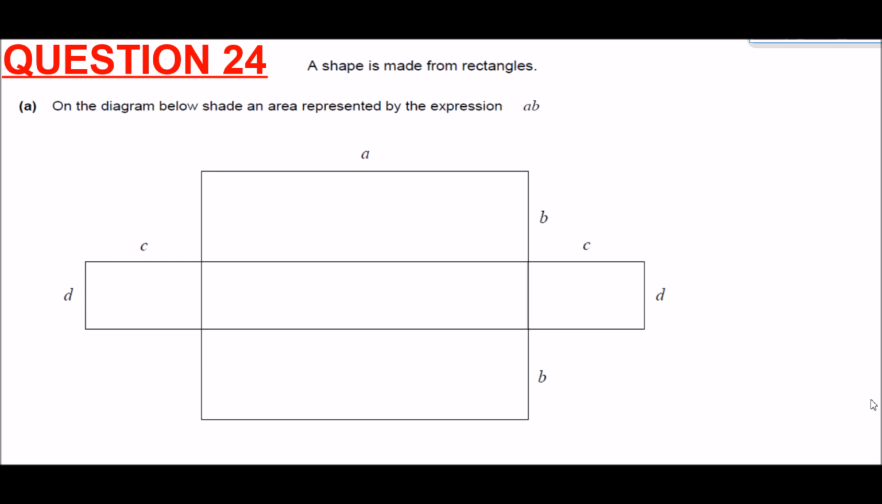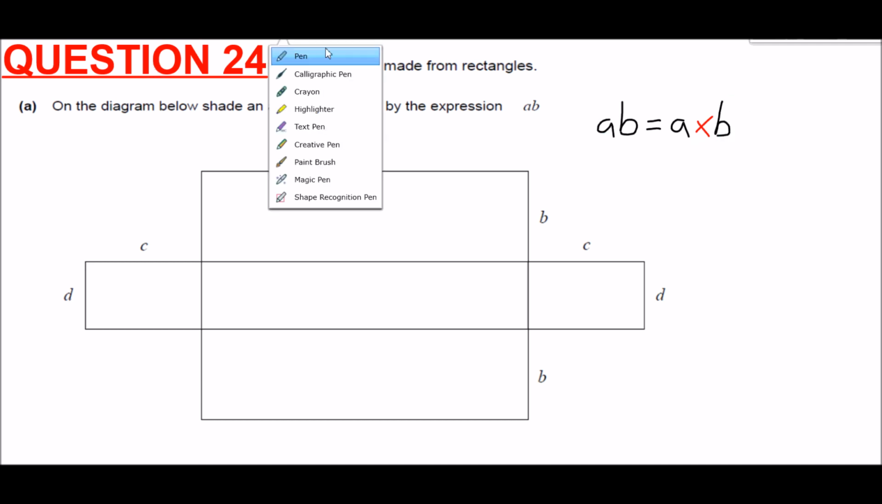Okay, question 24. A shape is made from rectangles. So we've got 5 different rectangles here, and the letters represent the side lengths. So this one's A long, B wide, and so on. The first question says, on the diagram below, shade an area represented by the expression AB. Well, AB will mean A multiplied by B, because remember with algebra, if you've got 2 different things next to each other on the same line, it just means one multiplied by the other.